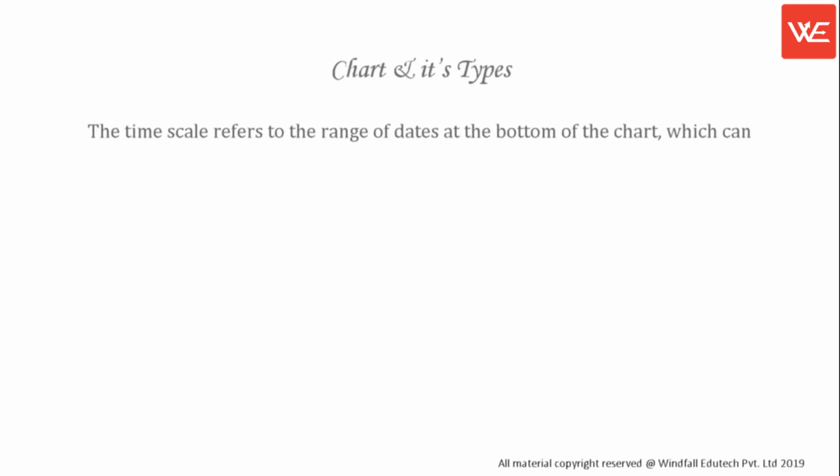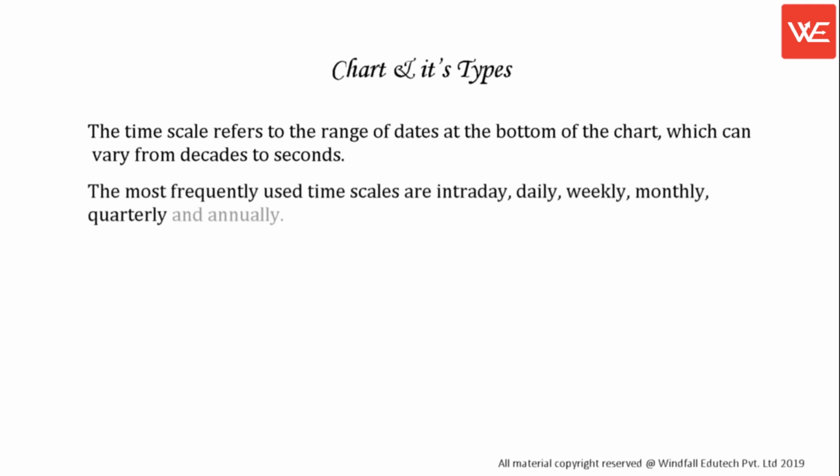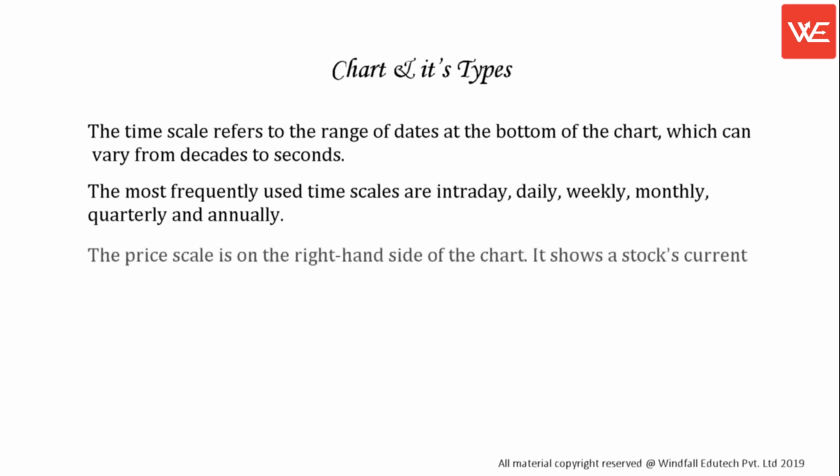The time scale refers to the range of dates at the bottom of the chart, which can vary from decades to seconds. The most frequently used time scales are intraday, daily, weekly, monthly, quarterly and annually. The price scale is on the right-hand side of the chart. It shows a stock's current price and compares it to past data points.